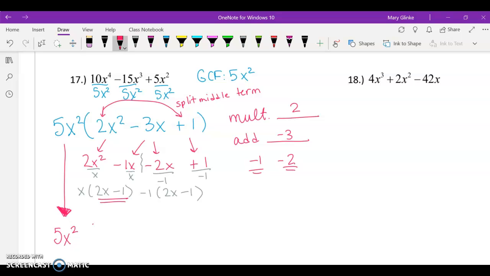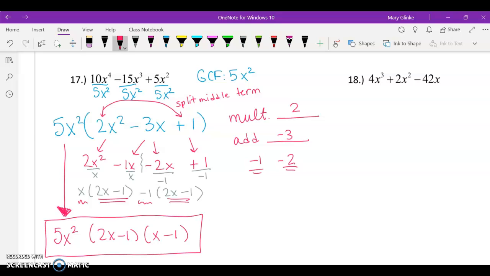And now the 2x minus 1 is the common factor, so we're going to factor that out and write it once. And our other factor is going to be x minus 1. This would be our final factored answer if we could take out a GCF and then do split middle term after that.